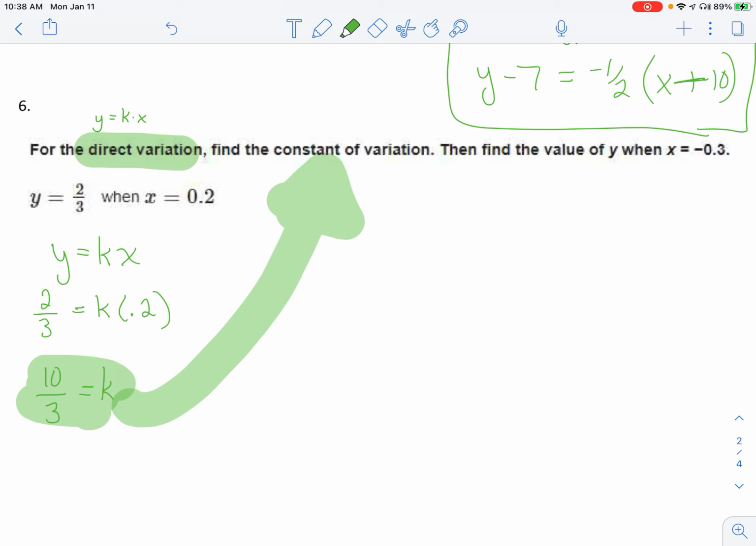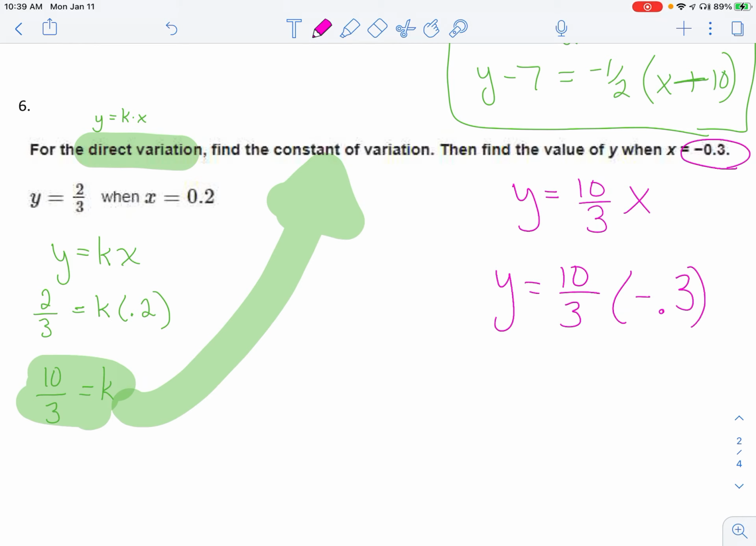Now I need to find the value of y when x is negative 0.3. So just watch how I solve that. I'm going to do y equals 10/3x because it's y equals kx. I just replaced k with 10/3. Now I'm going to plug in, they want x to be negative 0.3. So 10/3 times negative 0.3.